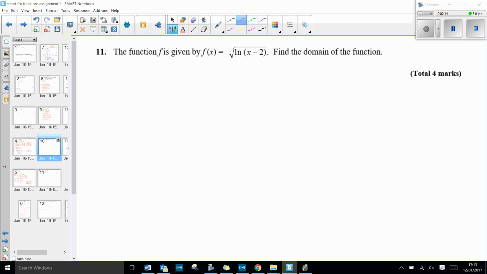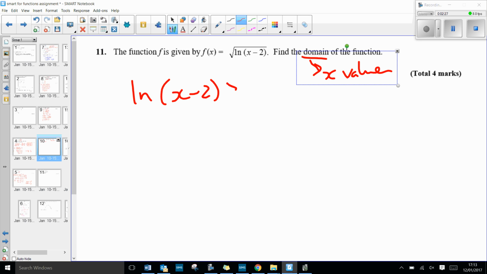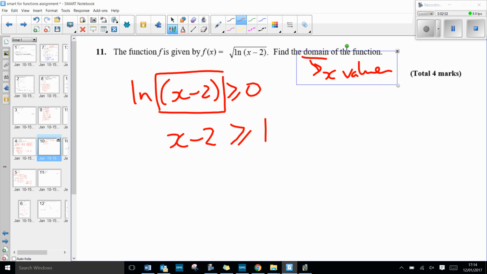Okay, if we're looking at the domain, that talks about the x values, which means that ln of x minus 2 has to be greater than or equal to 0, because we cannot take the square root of a negative number, and that's the expression in the square root. Now, to take the log of a value, that value has to be greater than 0, because you cannot take log of 0 or of a negative number. So x minus 2 has to be greater than or equal to 1, so x is greater than or equal to 3.